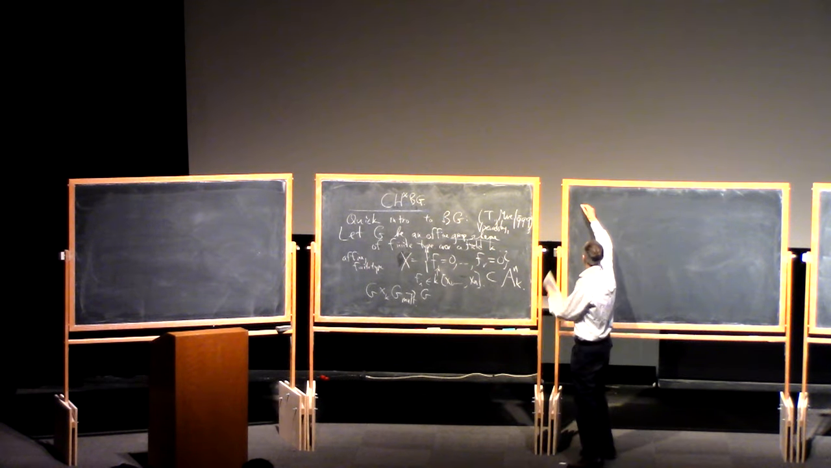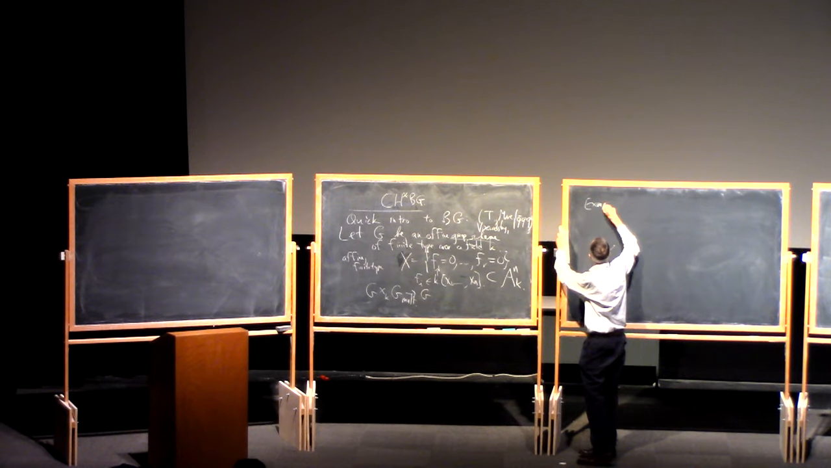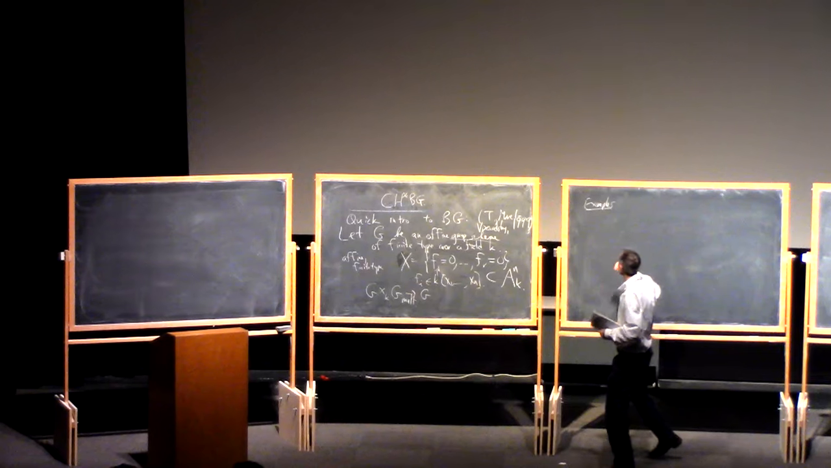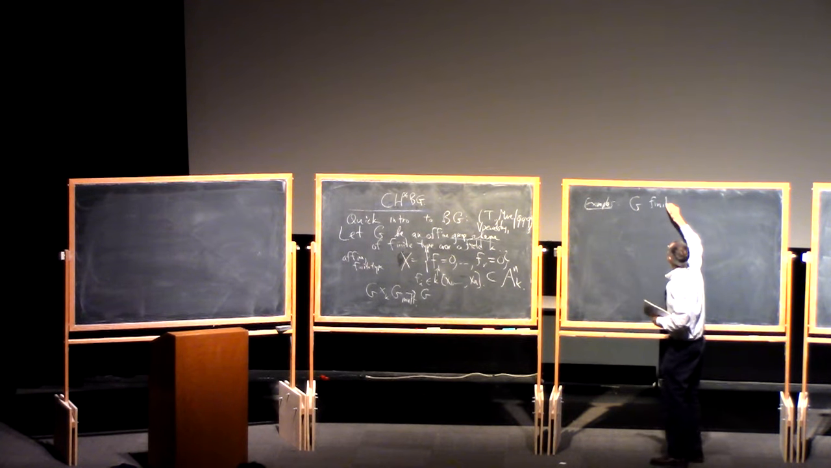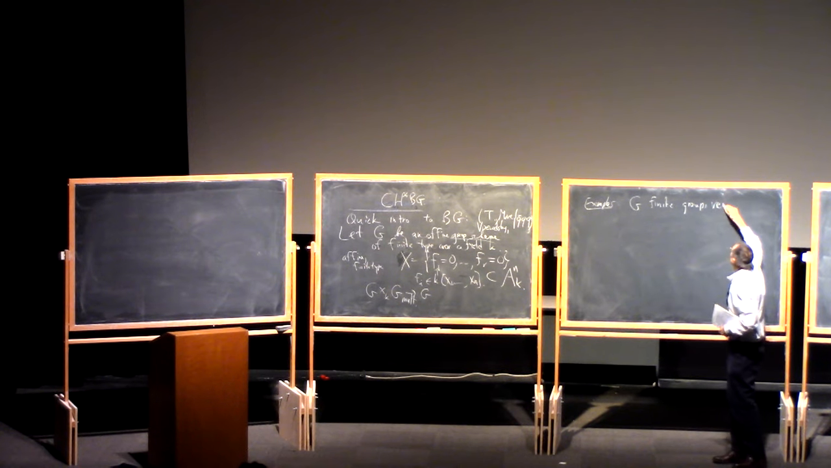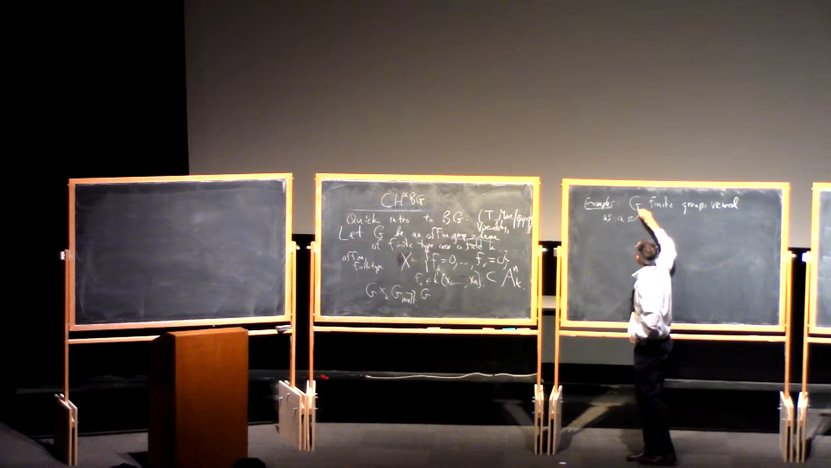And then what are the examples? Key examples are, number one, you could take G to be a finite group, viewed in a trivial way as a scheme over K.